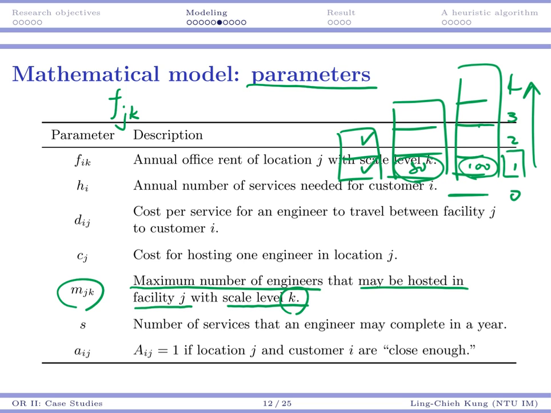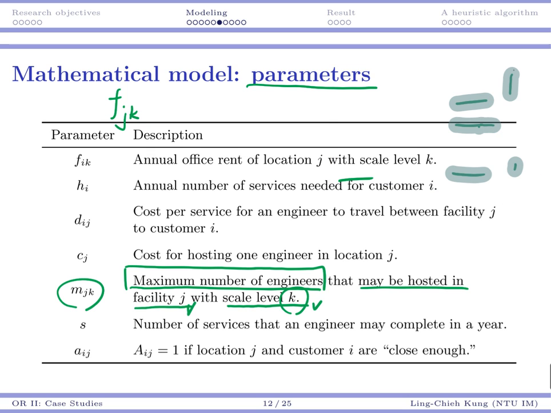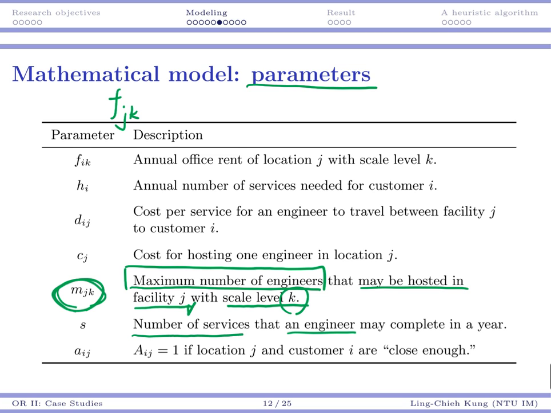So in any particular location j, as long as you choose one scale level, then you know the maximum number of engineers that may be hosted there. Those are some concrete numbers that you need to know so that later you may determine whether your engineer allocation is feasible. Whenever you want to allocate engineers, there's a reason: an engineer must provide some services. But each engineer only has 8 hours per day, and each engineer needs to take some holidays in a year. So there is a maximum number of services that an engineer may complete in a year.